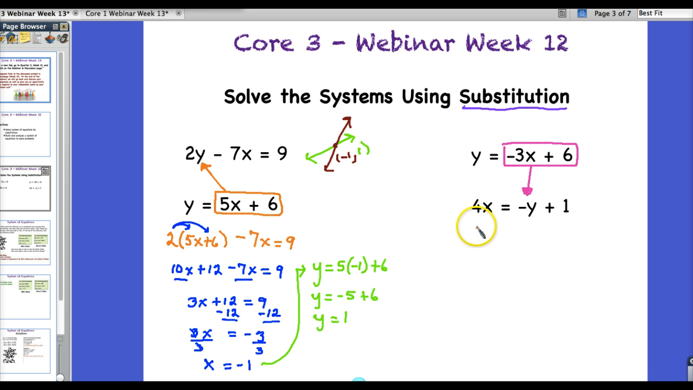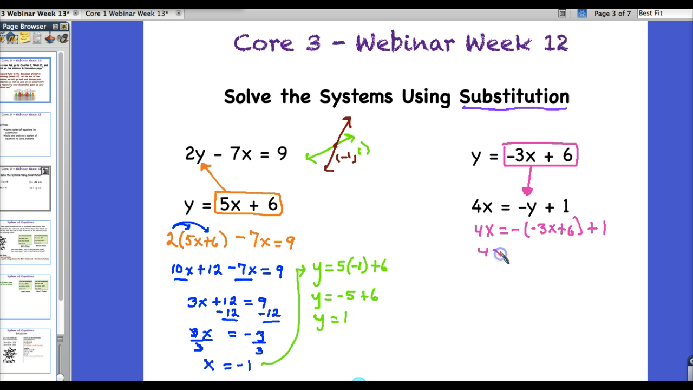Okay? So this one, you just have to be careful because on this one, I have a negative in front of the y. I still need that negative. So I have to be careful to always put what I'm substituting in parentheses, okay, so I don't mess up signs or anything else.